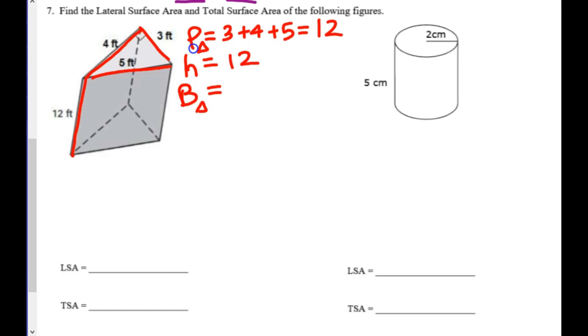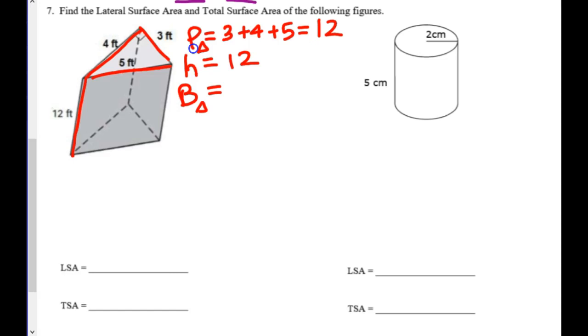So to find the area of a triangle, what's the formula? Is it base times height? No. It's base times height divided by 2. Can't say this enough, okay? Rectangles are base times height, but a triangle is base times height divided by 2. Right? So let's do that.